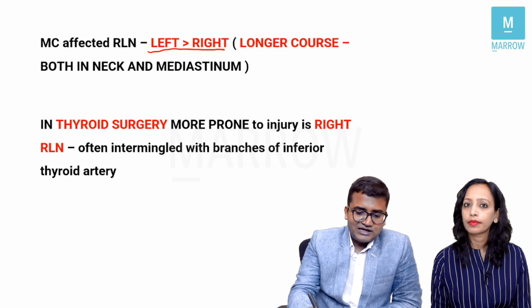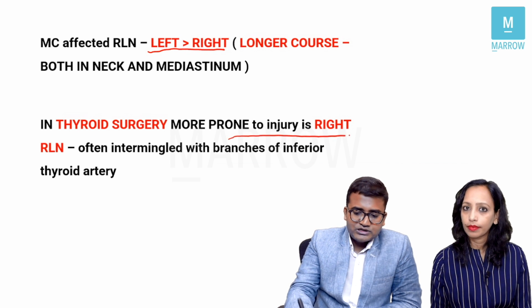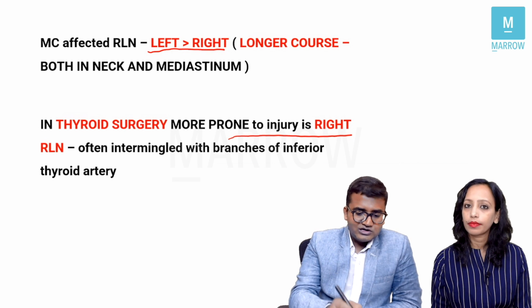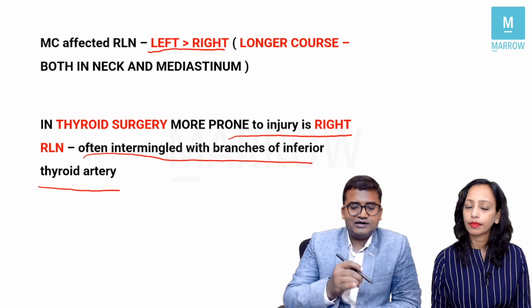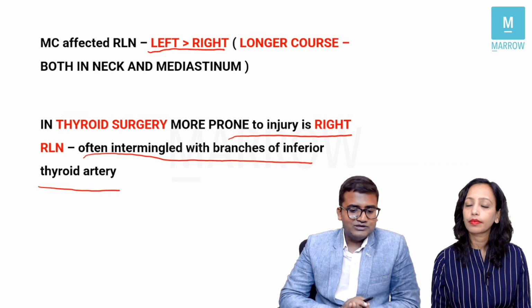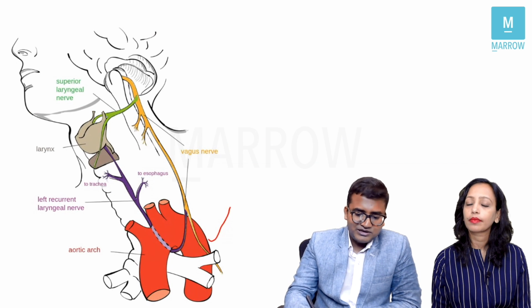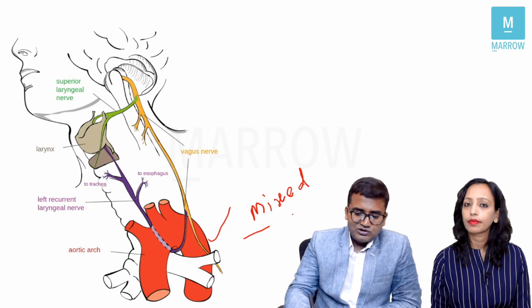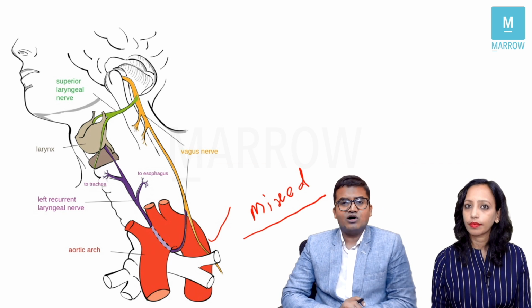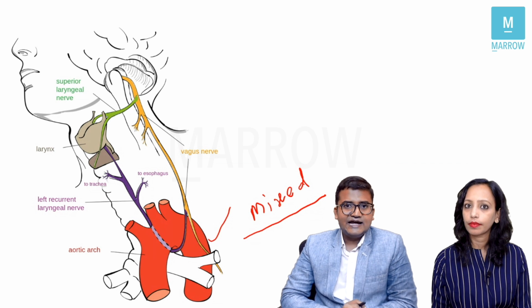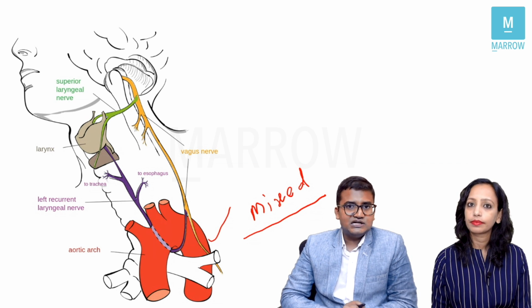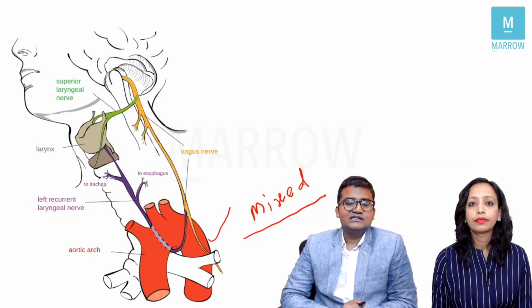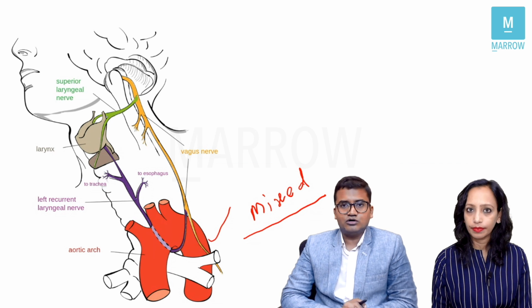Now, please remember the right nerve is more prone to injury. Why so? Because it is often intermingled with the branches of the inferior thyroid artery. So now the recurrent laryngeal nerve, please remember, is a mixed nerve. The recurrent laryngeal nerve supplies all the muscles of the larynx except the cricothyroid muscle. And the recurrent laryngeal nerve also supplies the laryngeal mucosa below the vocal fold.